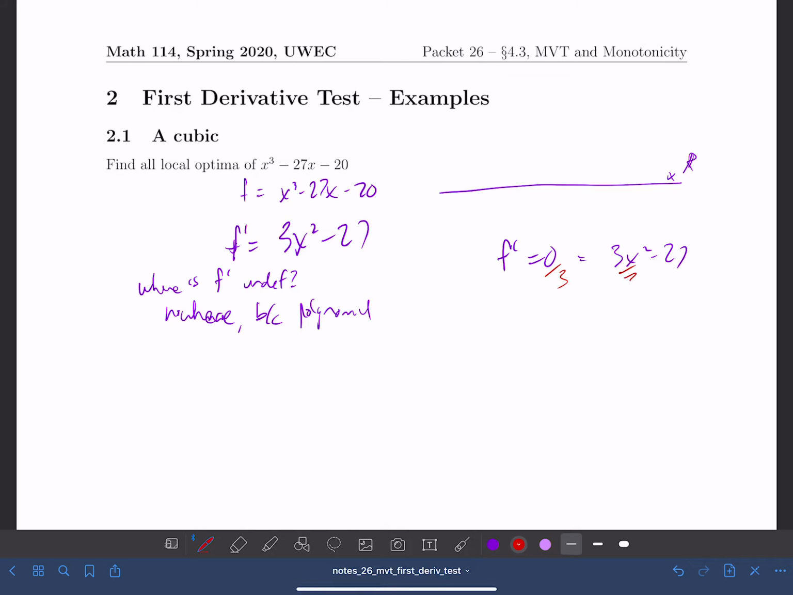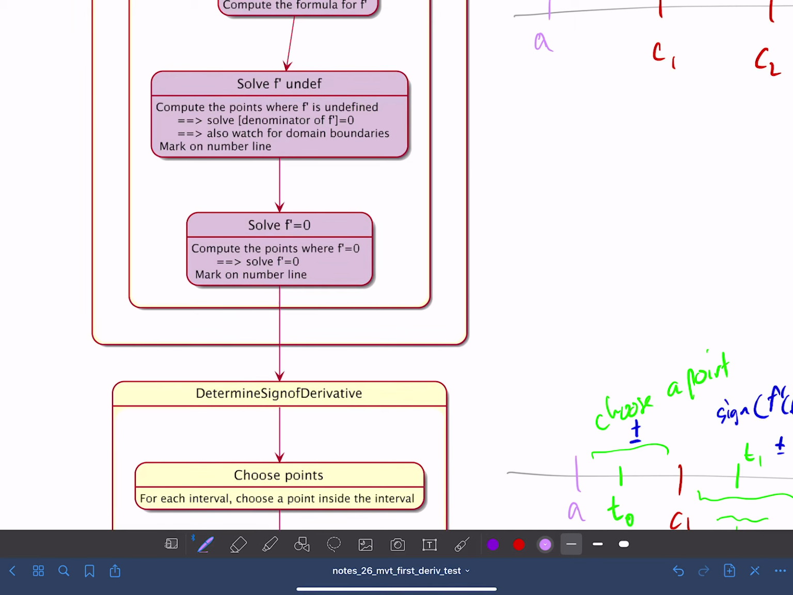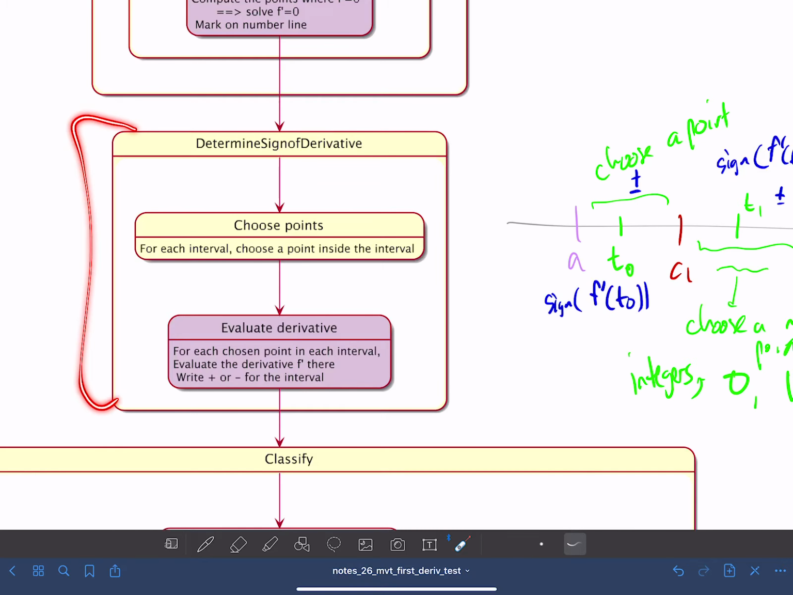Let's divide by 3 everywhere. 0 equals x squared minus 9. 0 equals x plus 3, x minus 3. That means that I have two crit points, 3 and minus 3. Okay, so I labeled my number line. Now I've got that. Okay, so we got through that step. Fine. So now we're on to determine the sign of the derivative. We're going to choose our test points, and then we're going to evaluate the derivative.